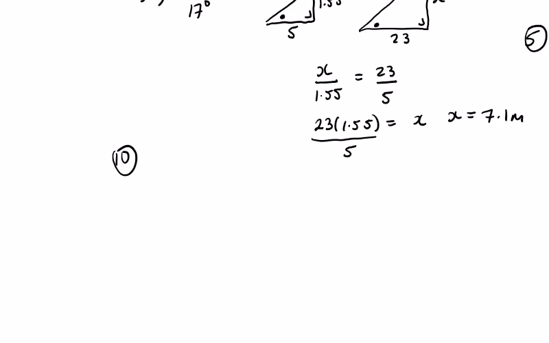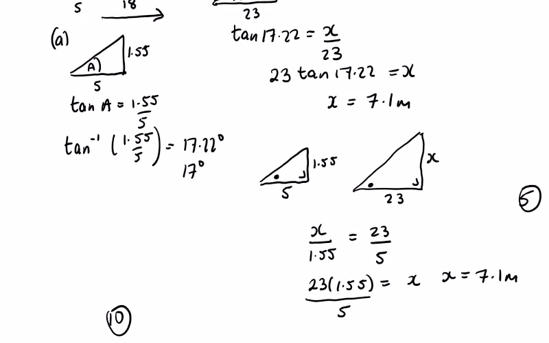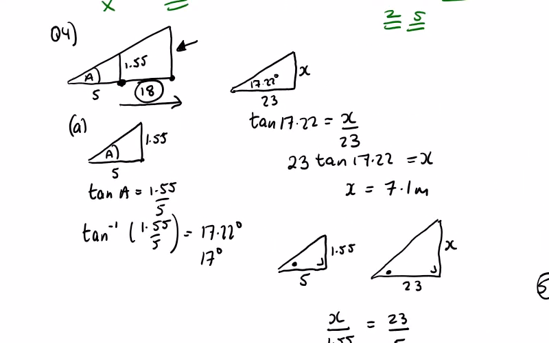So let's have a look at that. If the angle is doubled, it's going up to 34. The height of the mast is still 7.1. So is this distance halved? Is this 18 going to become 9?